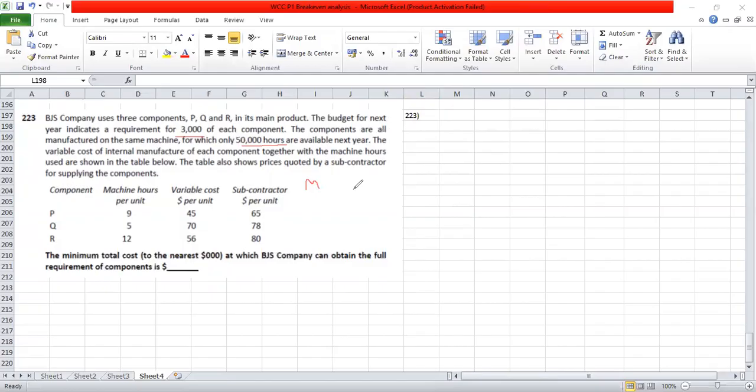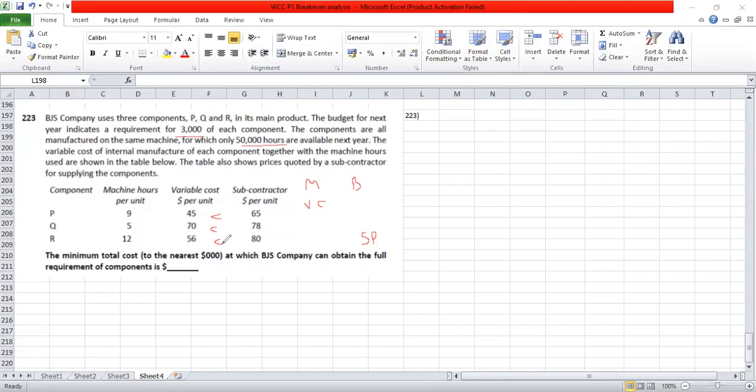Make or buy, the decision is between the variable cost and the supplier's price. So that's the decision criteria. Whichever one is lower, the option would be towards either making it or buying it. Here, when we compare, 45 is less than 65, 70 is also less than 78, 56 is also less than 80. So for all three components, it is better to make the component rather than buying it from the subcontractor.